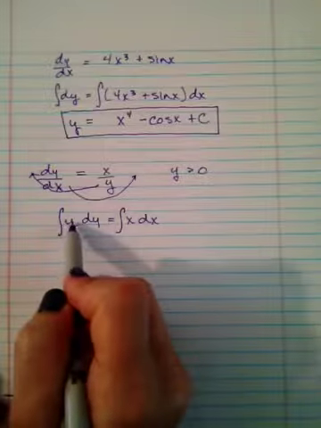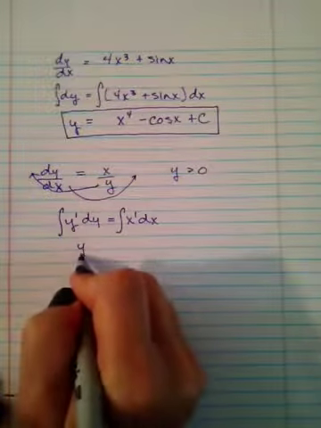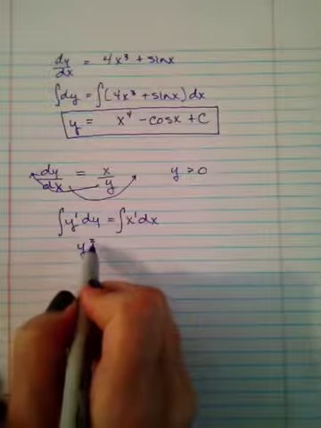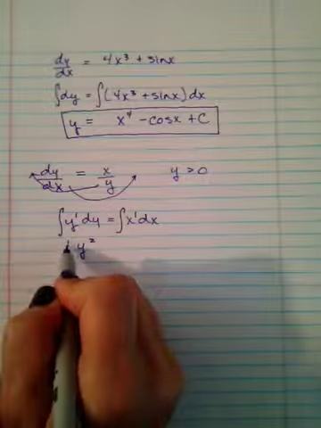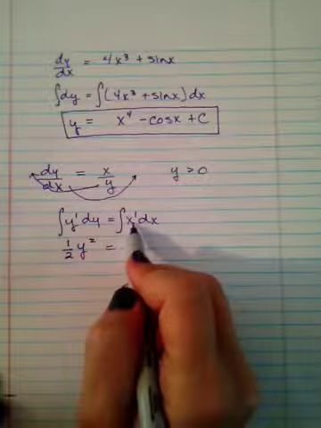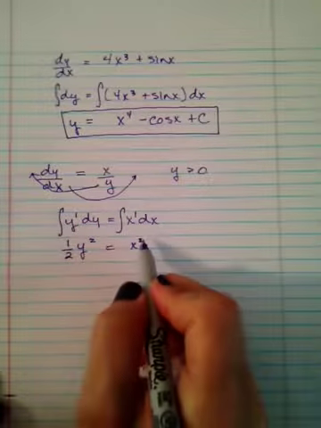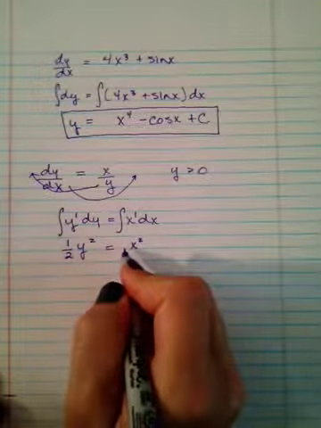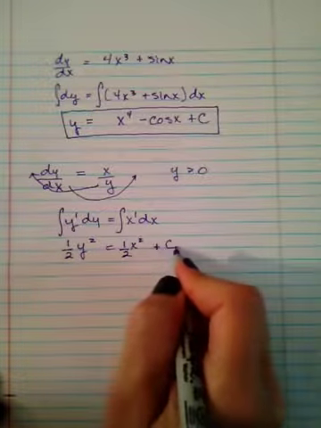Now I'm going to undo the power rule. This is a y to the first right now. It's going to become a y squared, raise the power by 1, divide by your new power. So that's a y squared over 2, or you can put the 1/2 out front. Equals, raise the power by 1, it becomes an x squared, divide by your new exponent, so divide by 2 or multiply by 1/2, plus c.